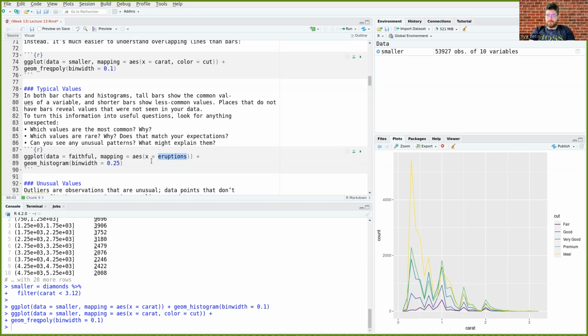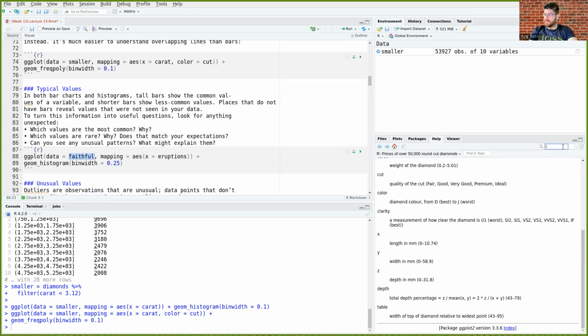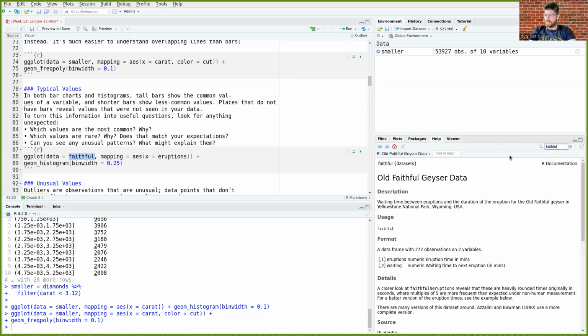For typical values, we are going to use a different data set. It's pretty normal. The data set is called faithful. We can see what is the internal part of this faithful data set. This is the geyser data, waiting time between the eruptions of a geyser. We have 272 observations, and only two columns: time in minutes of the eruption, so when the geyser erupts, and waiting time in minutes between the eruptions.